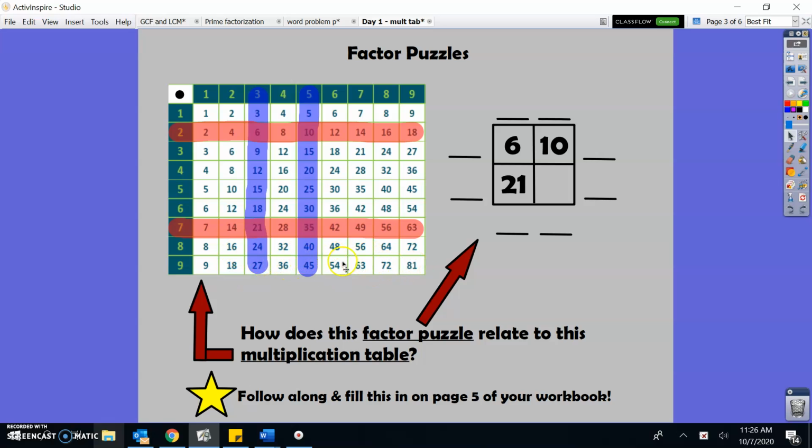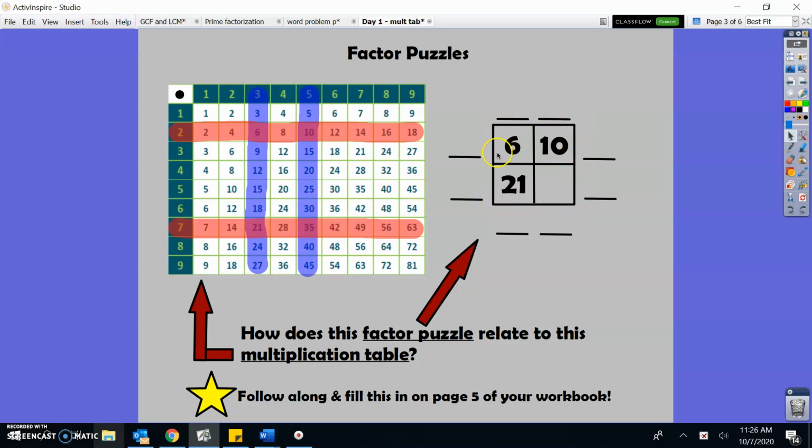So if you notice, these are all factors of 8 and 9, 7, 6, etc. So that's what a multiplication chart looks like. At the bottom it says, write the missing factors and the missing product. So you should have something like this on the right-hand side, and this is called a factor puzzle.